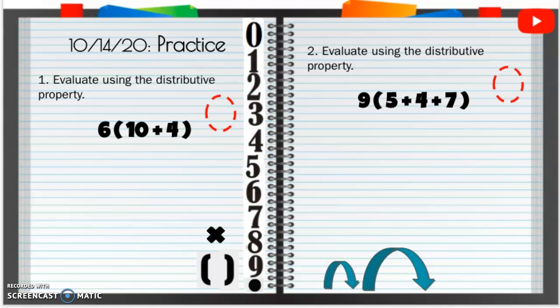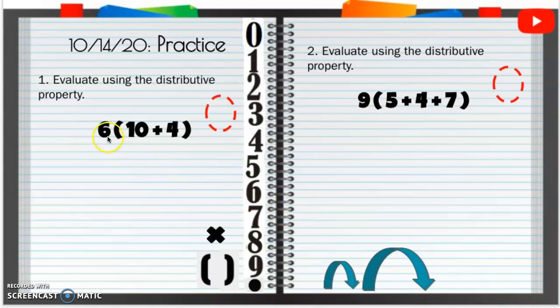October 14th, 2020 practice. Number 1, evaluate or solve using the distributive property. All right, so we've got some circles here. We've got multiplication. We've got parentheses. We've got numbers. We've got some arrows. We are going to use all of these to help us with the distributive property.